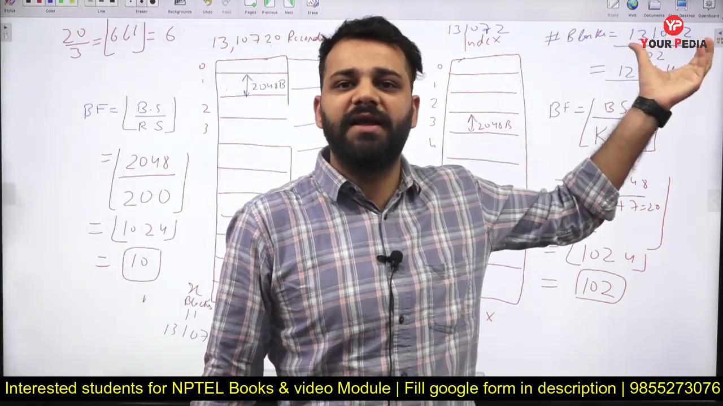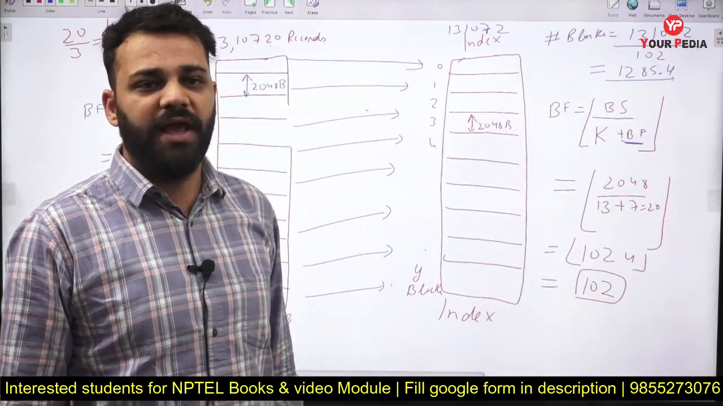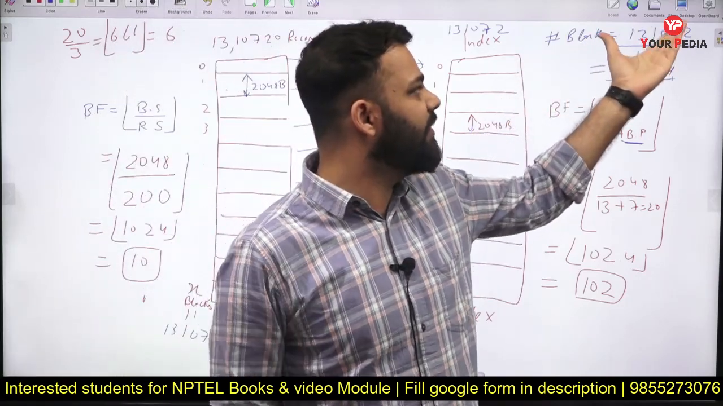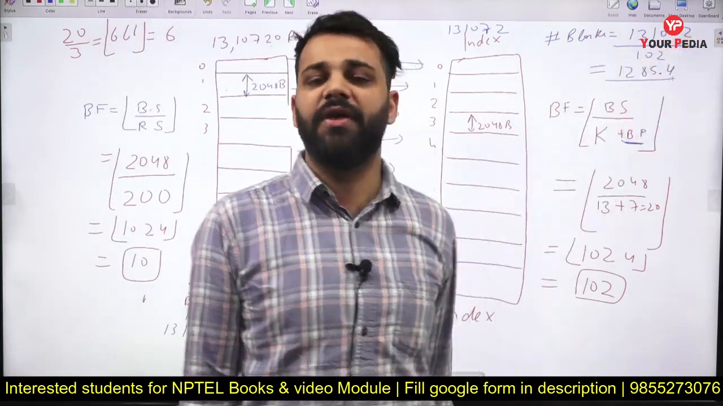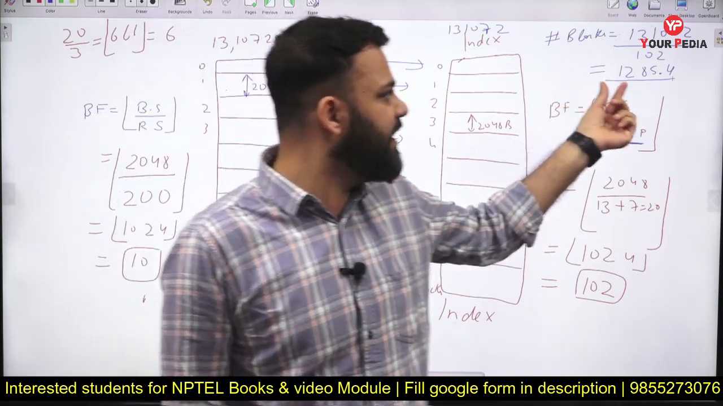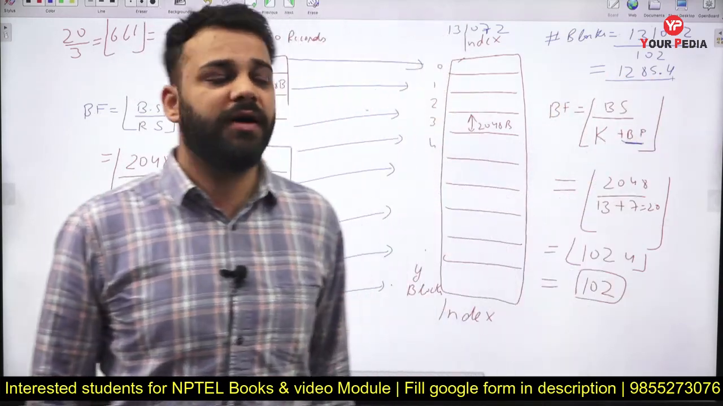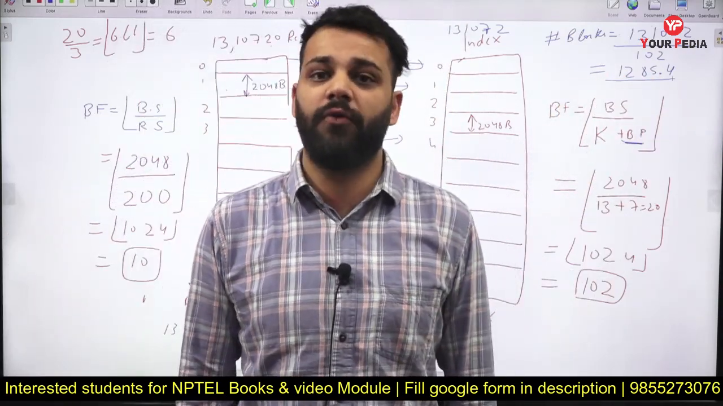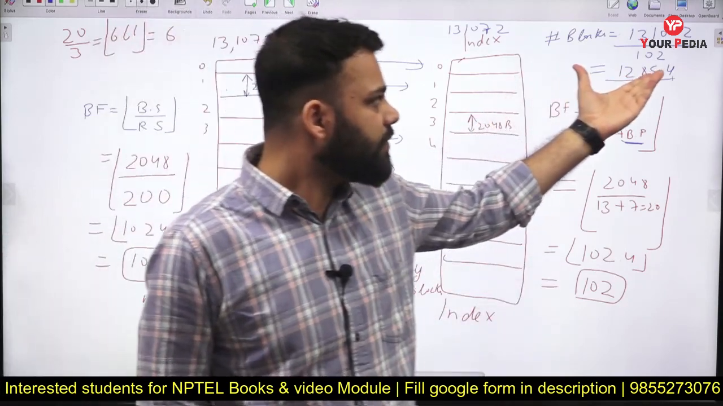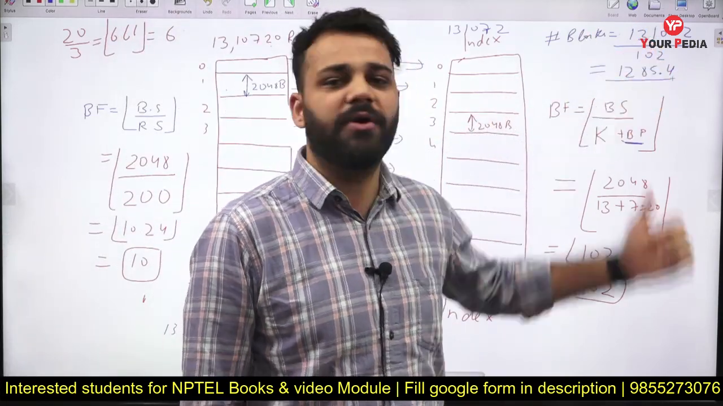Now, whether to take the ceiling value or floor value here, can you guess which one we will be taking? Now it is saying that you need 1285.4 blocks to store our total number of records.